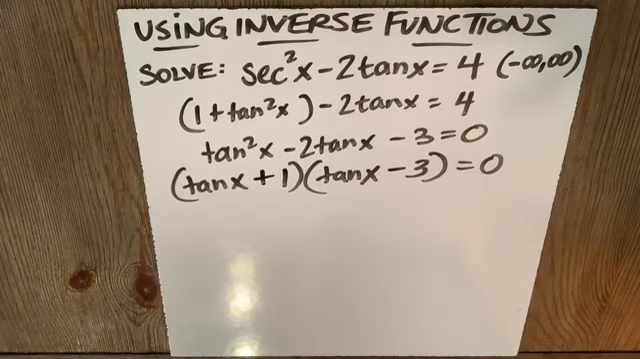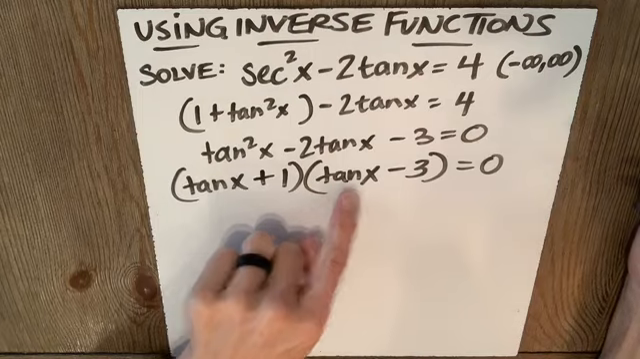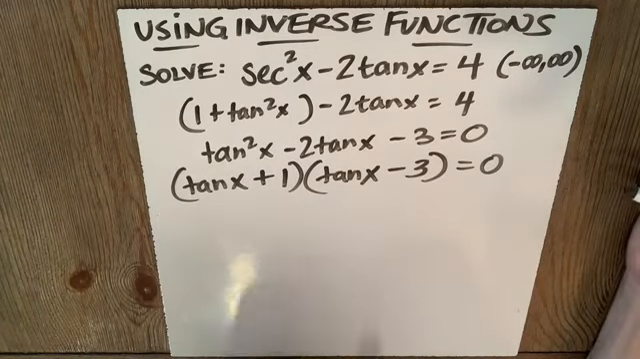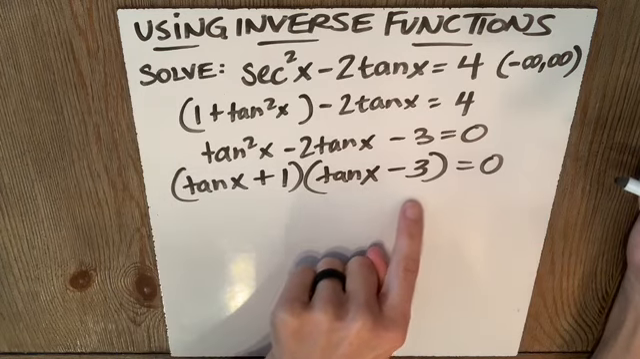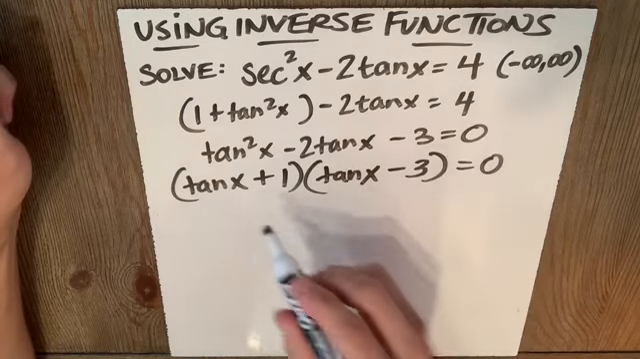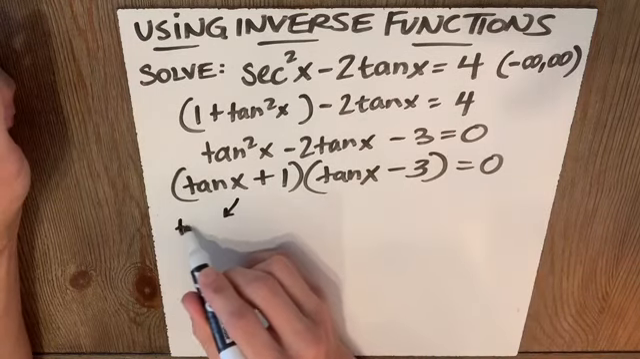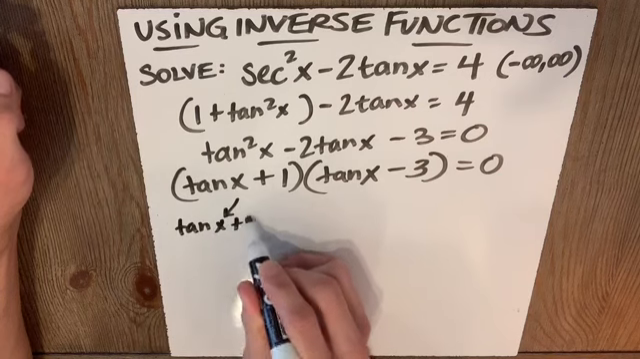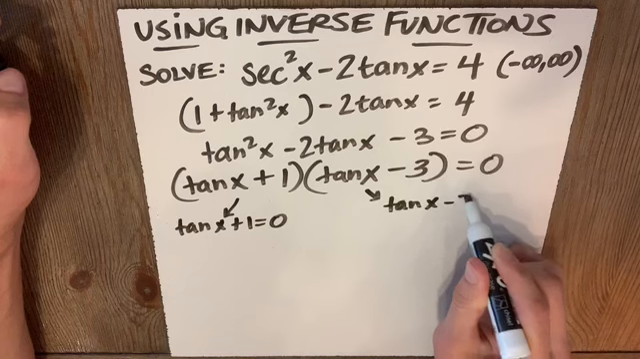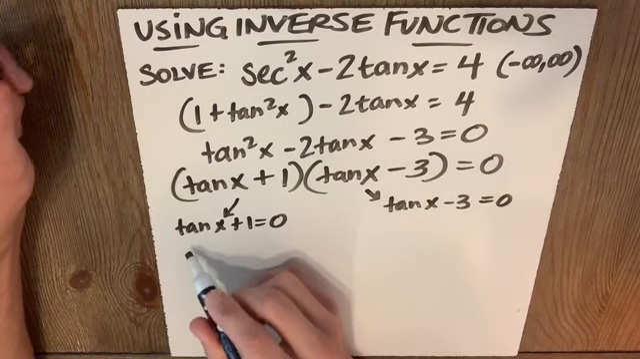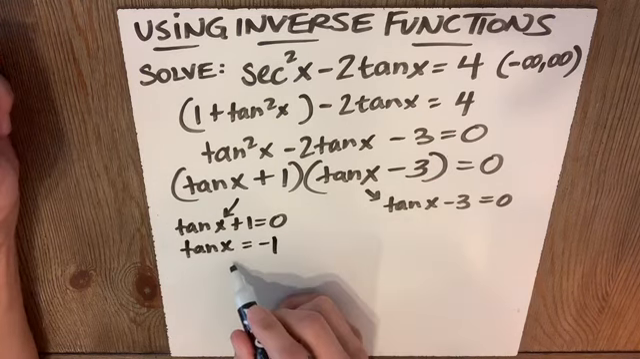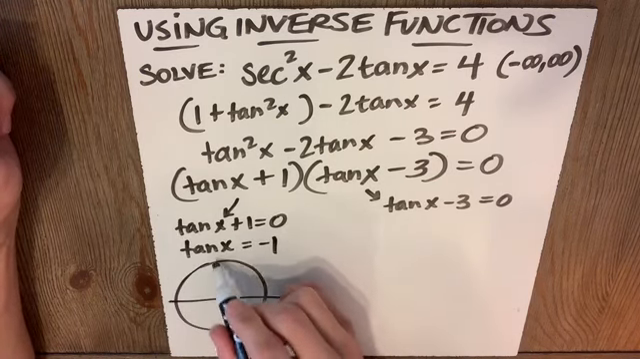Let me make sure I can FOIL to check. Tangent times tangent is tangent squared. That's first. Last is 1 times negative 3, which is negative 3. Then I'll have tangent x minus 3 tangent x, which is negative 2 tangent x. Now I've set up my zero product property, which allows me to say tangent x plus 1 equals 0 and tangent x minus 3 equals 0. So if I subtract 1 from both sides, then I'm talking about this.